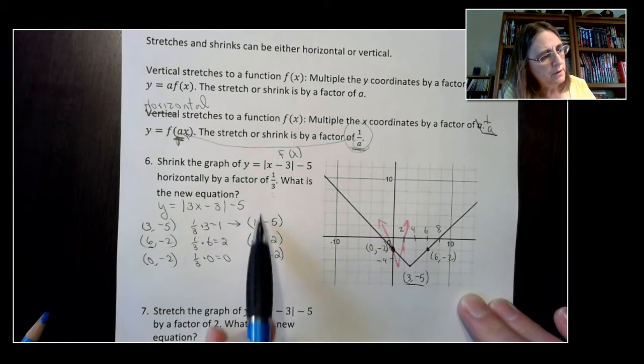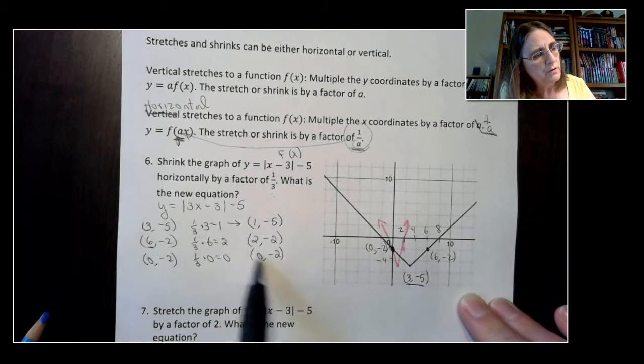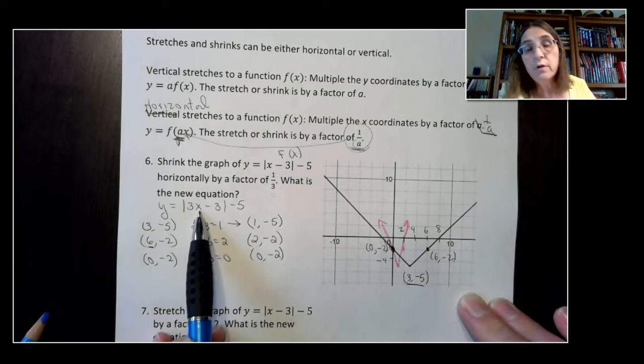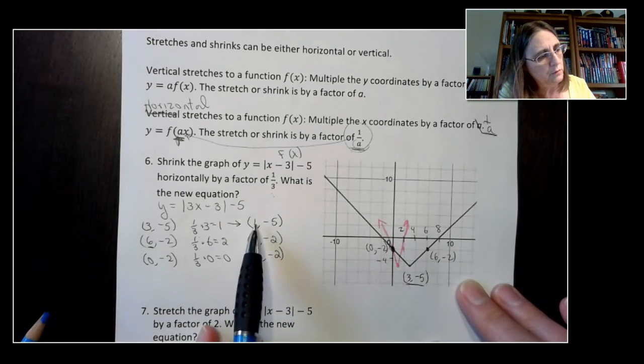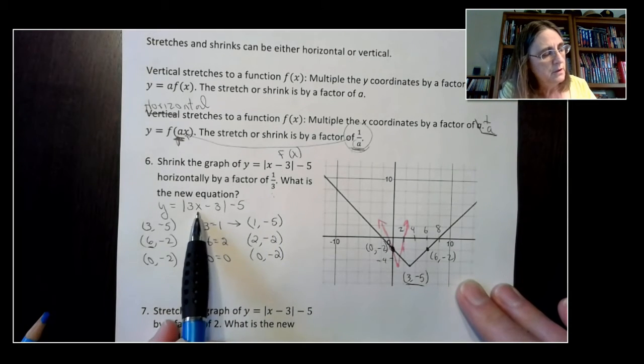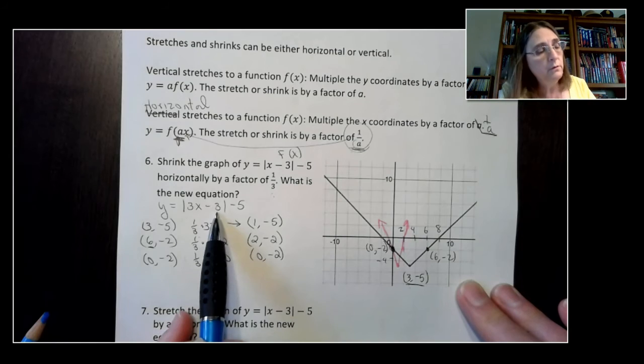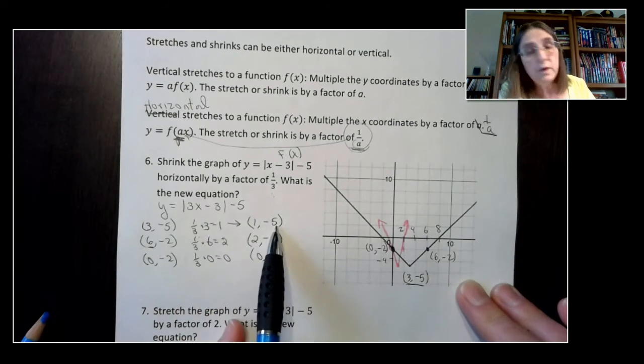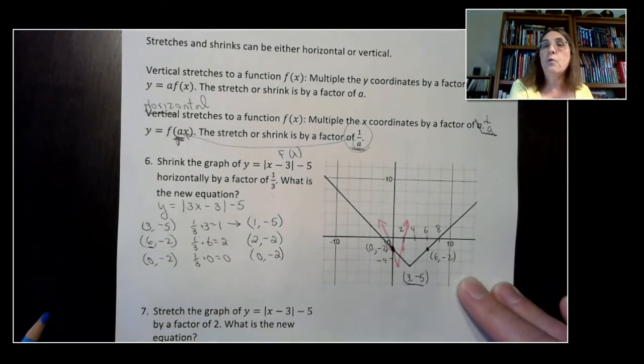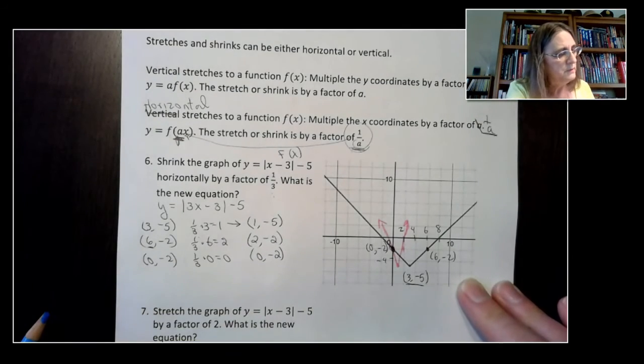And as we check these points, just to make sure they're on the graph, we can put 1 in for x, and we would get those values. When I put 1 in for x, I get 3 minus 3 is 0. Absolute value of 0 is 0, and then minus 5, so I get 1, negative 5. And we'll see that those points all satisfy that equation.